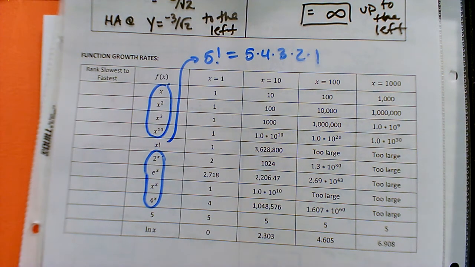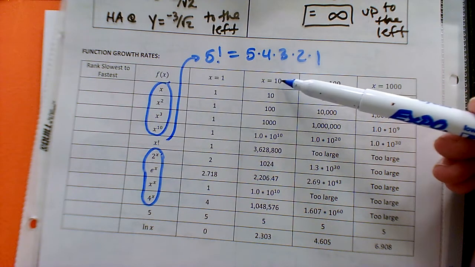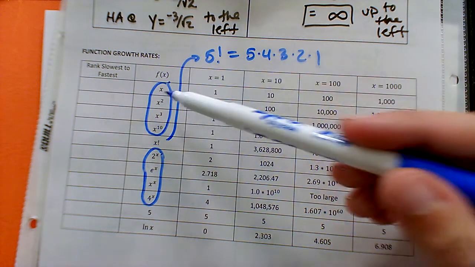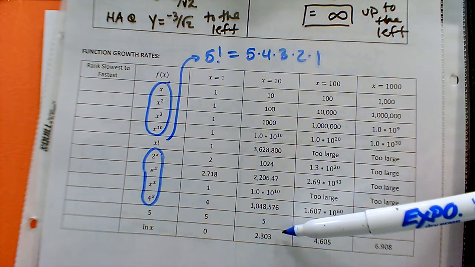Okay? So what this table is showing you is if you were to, for instance, pick the x value of 10 and plug it into these different functions, these are the y values you would get out.